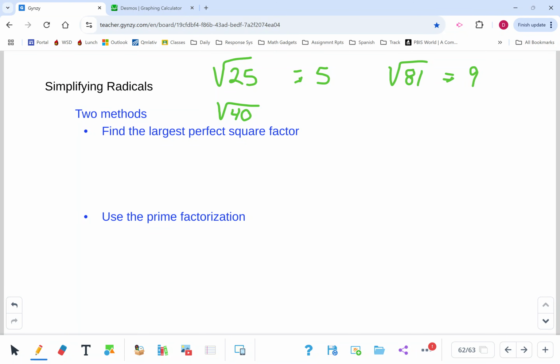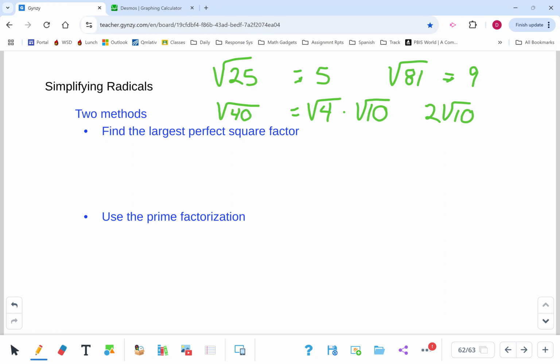And if simplified form means there's no perfect squares underneath the radical sign, what that means is this. We know that square root 40 could be written as square root 4 times square root 10. Okay, well, square root 4, that's just 2. So there's a perfect square under the square root sign. We don't want that, so we're splitting this up and writing it as 2 root 10.